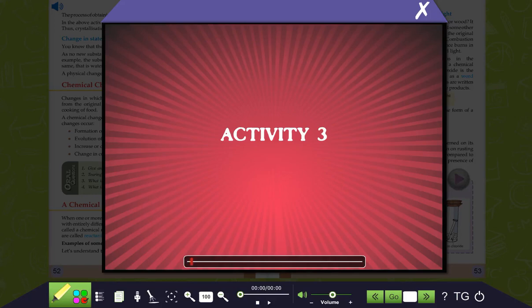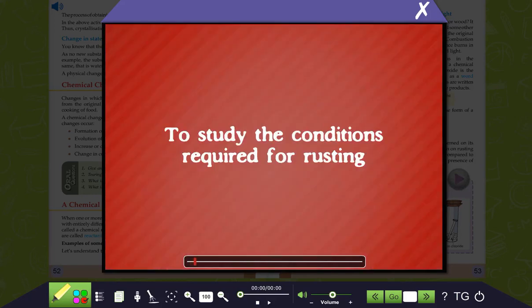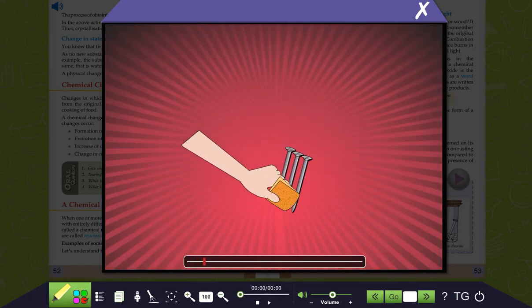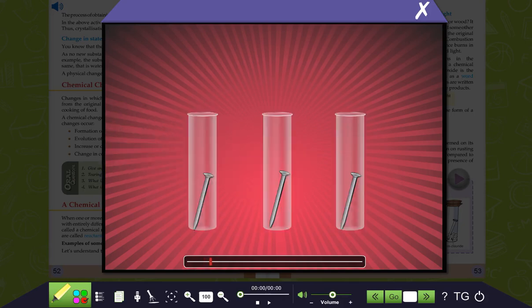Activity 3. To study the conditions required for rusting. Take 3 clean and dry test tubes and 3 iron nails cleaned with a sandpaper. Put 1 iron nail in each of the 3 test tubes. Add water to the first test tube such that the nail in it is half immersed in water. This arrangement will have nail, water, and oxygen, all 3 in contact.